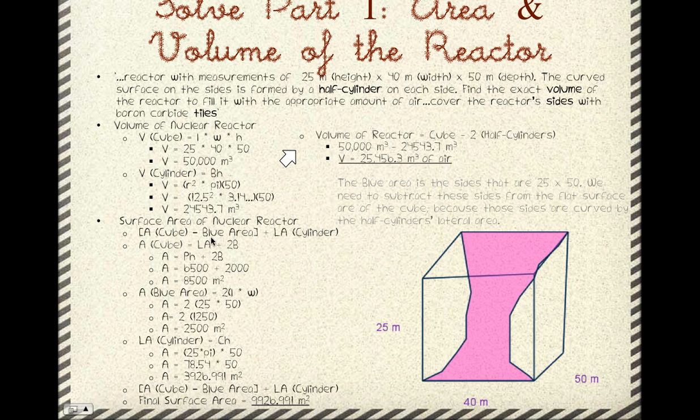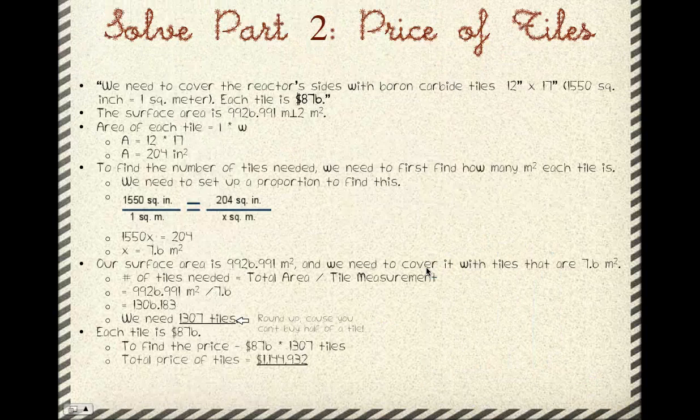And the surface area you get by subtracting the blue area, which is the two sides, that is actually a curved surface that you account for in the lateral area of the cylinder. We just named that the blue area, the two flat sides. You find the surface area of the cube by pH plus Qb. And then the same with the blue area, you find it by just length times width, because it's just a side. After plugging everything in, you get 9926.91 meters squared. And that's your total surface area.